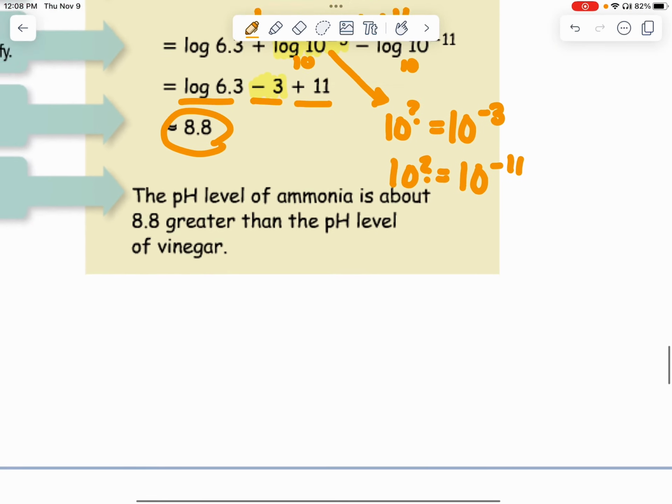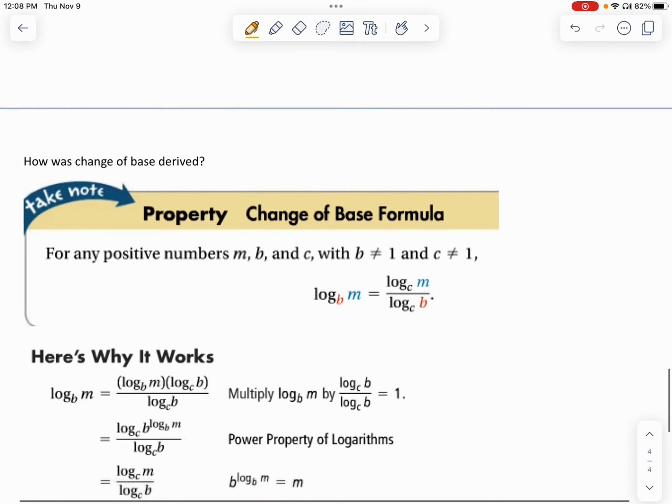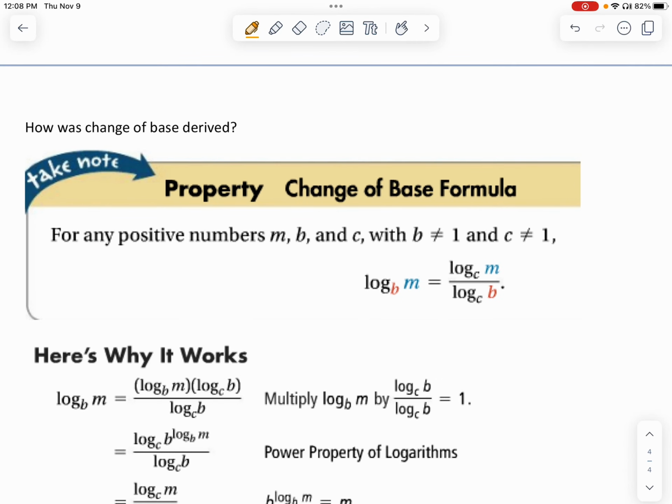All right, let's keep going. This was really why I wanted to do this second video, not necessarily because of the pH one, but I love knowing why things work the way they work. And for me, the change of base formula is one of those things that I think we can really see.